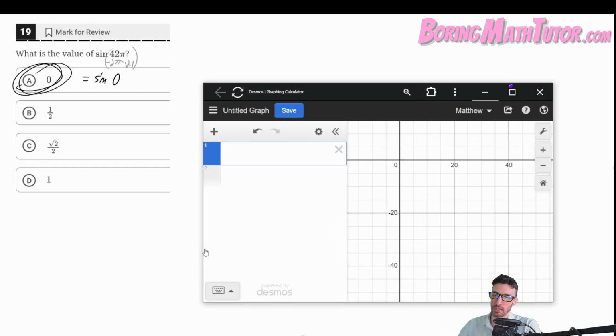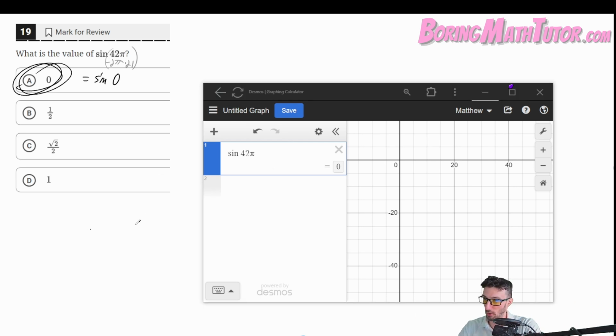You would also get the answer if you just went to DESMOS and typed in sine of 42 pi. Boom. So quick, so easy. What the hell is going on? Why are they lowering the standards in this country?